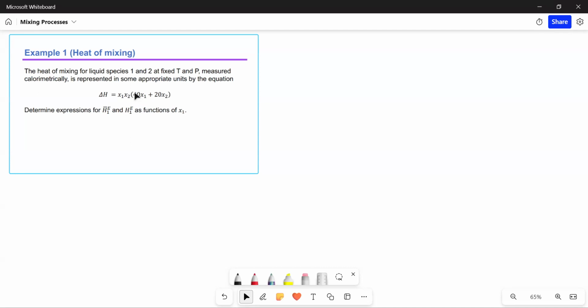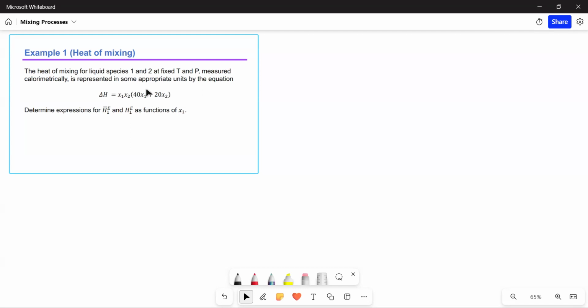So what do you notice about this equation? It's multiplied by the product of x sub 1 and x sub 2, which is how we write the curves for delta H to ensure that the curves will go to 0 at both ends of the graph, which represents the pure species 1 and 2. Right.